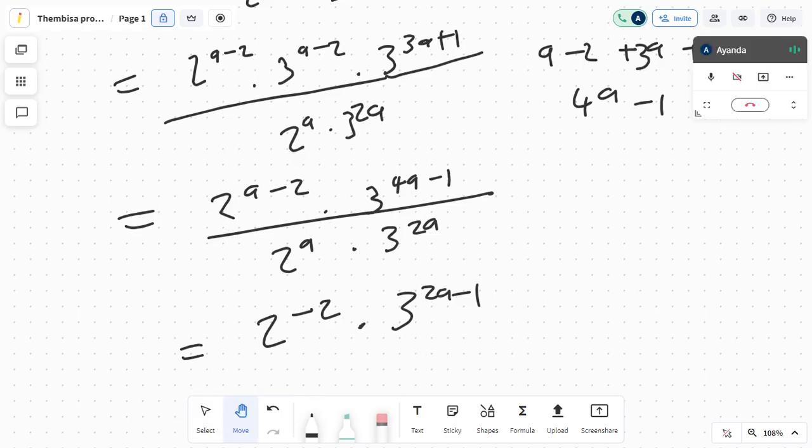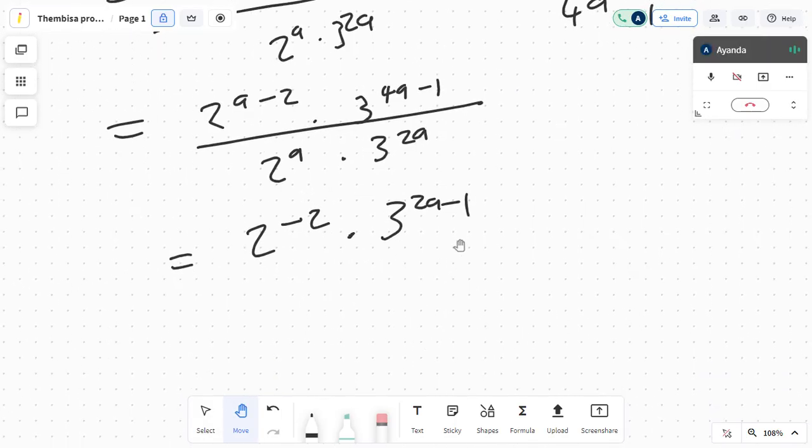And then we're going to simplify further because we want this in positive exponential form. So 2 to the power of negative 2 is the same as 1 over 2 squared. So our final answer should be 3 to the power of 2a minus 1 over 4.